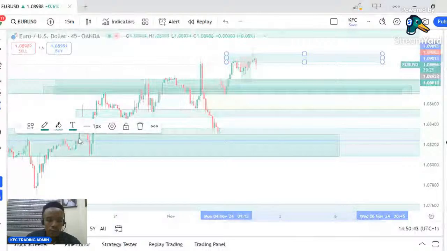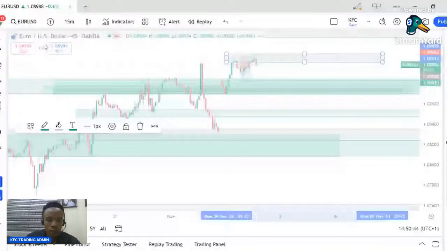You can sell EU, because DXY is giving a good confirmation.